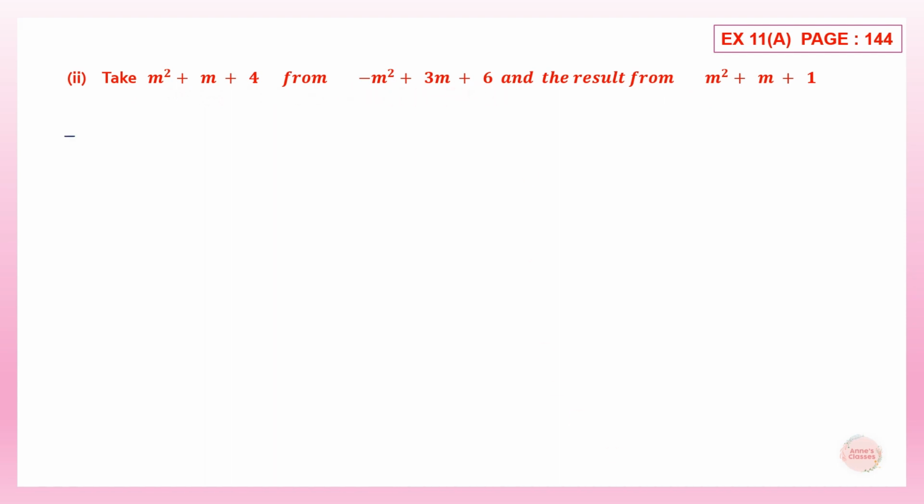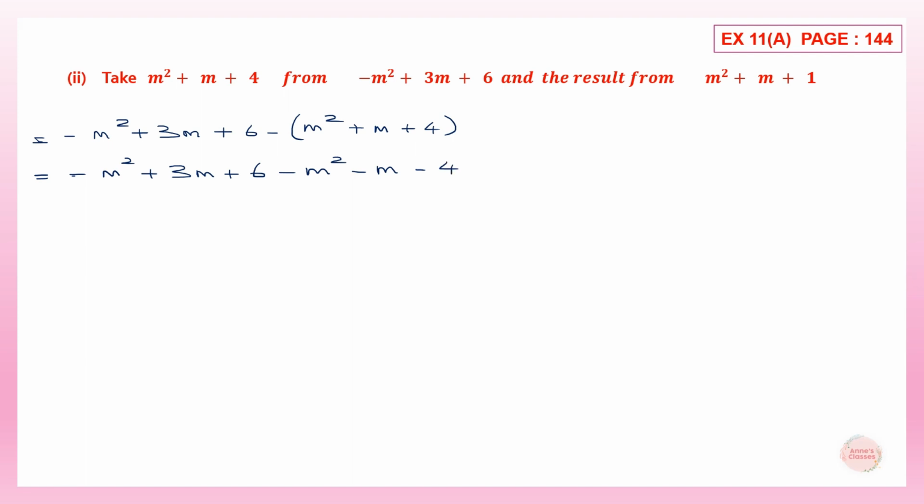So here we have minus m squared plus 3m plus 6. Now we're going to take this, the first one from this. So let's put minus m squared plus m plus 4. So this becomes minus, we are leaving the first polynomial as it is, minus m squared plus 3m plus 6. Now we're going to open the brackets for the second one. So since it's minus, all these signs will change. So that will become minus m squared minus m minus 4.